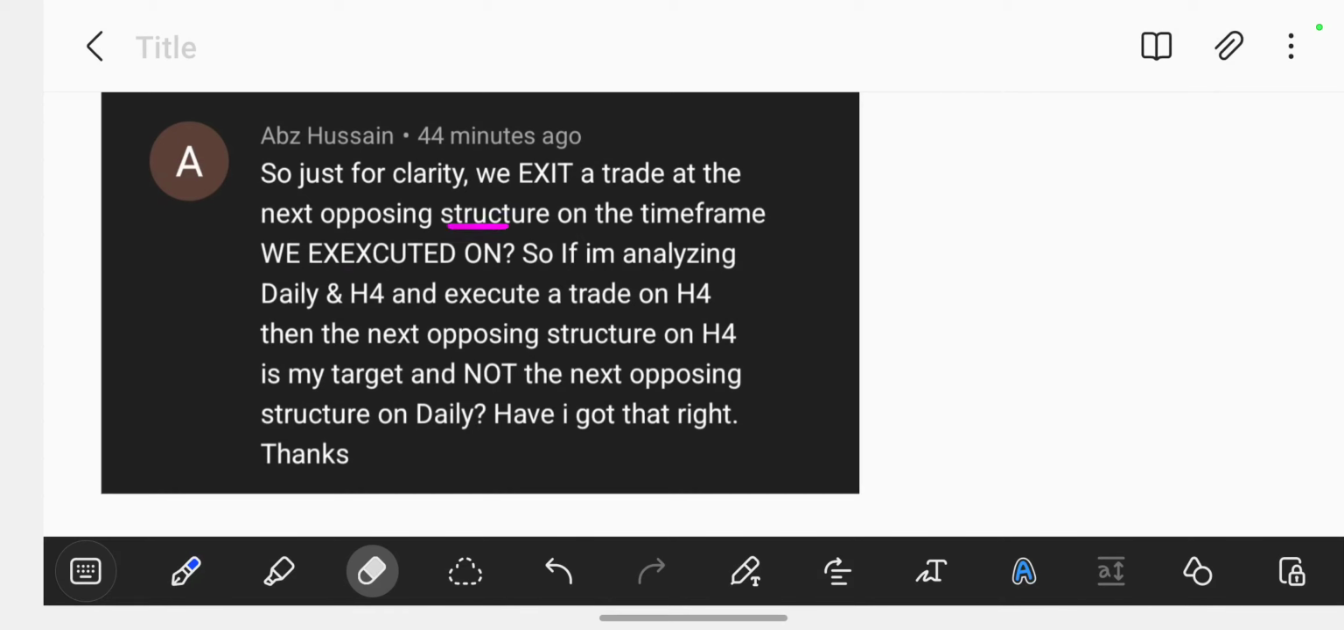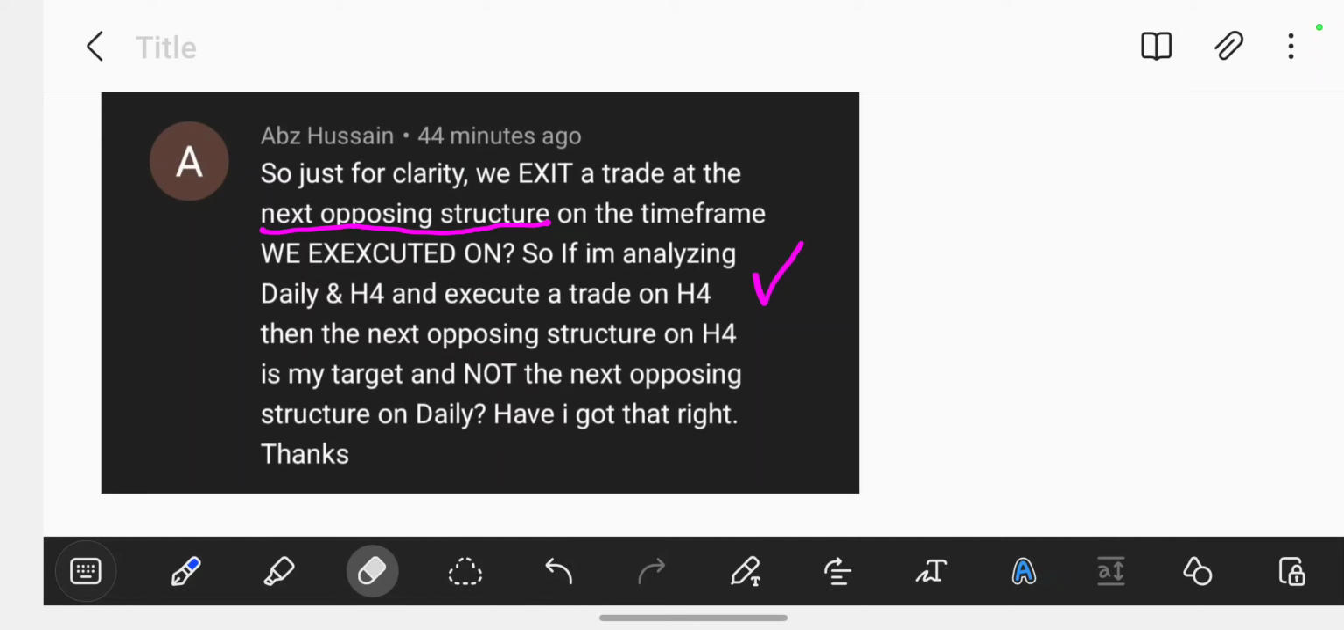So he's asking that, just to clarify, we exit the trade at the next opposing structure on the time frame we executed on, like on your execution time frame. So for instance, he's giving an example here with H4 and daily, which means he's executing on H4. He's asking that if I take a buy on H4, I'm going to exit at H4 resistance or H4 bearish trend line if it was not yet broken. So that's the question, which is correct, but I'll show you where you missed it. So that part is correct, exiting at the next opposing structure.